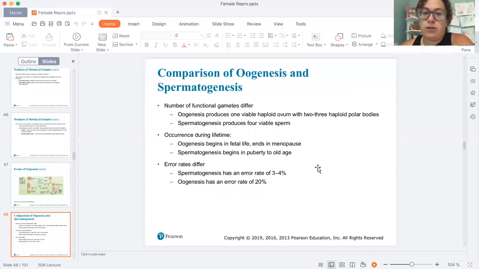And then oogenesis ends at menopause, which is when the ovaries are basically like, I'm not secreting any more estrogen. And it stimulates FSH to rise. And typically when a female's FSH is at 32, we assume they're in full menopause, okay?